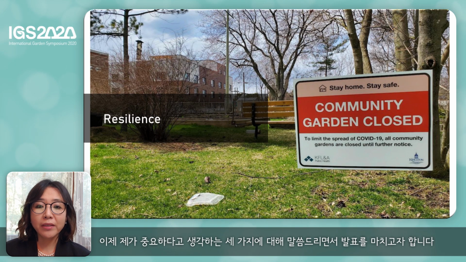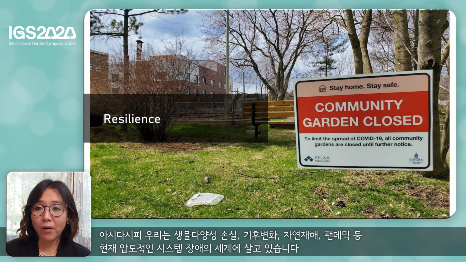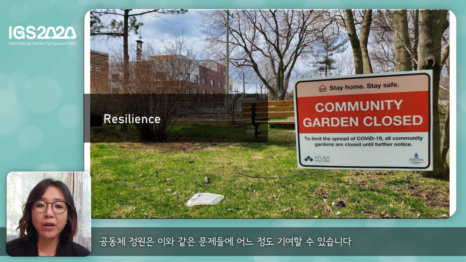Now, let me end my talk with 3 aspects that I think are important. One is resilience. Obviously, we are now living in a world with overwhelming system disturbances, such as biodiversity loss, climate change, natural disasters, and pandemic. Community gardens can contribute to these challenges to some extent.